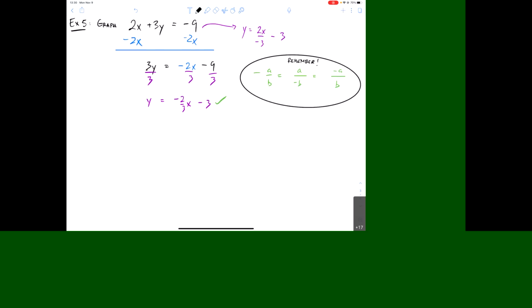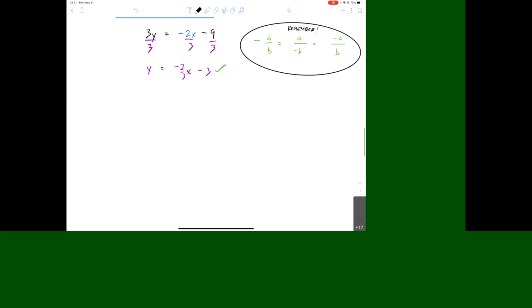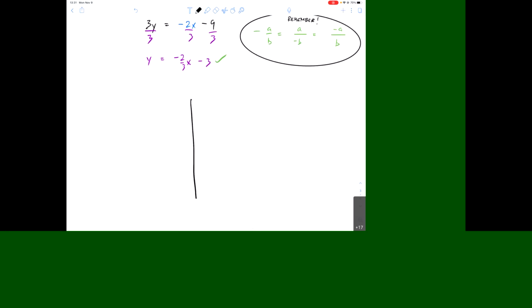So there's that, right? Now, how do we graph this? Let me draw our grid really quick. There's x, y. We're going to be starting at negative 3, so we definitely have to go down a bit. 1, 2, 3, 4. 1, 2, 3, 4.